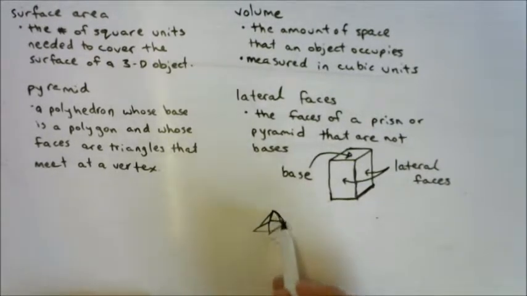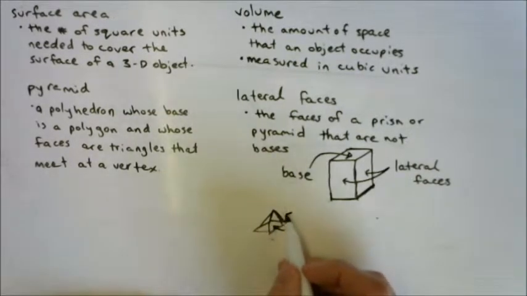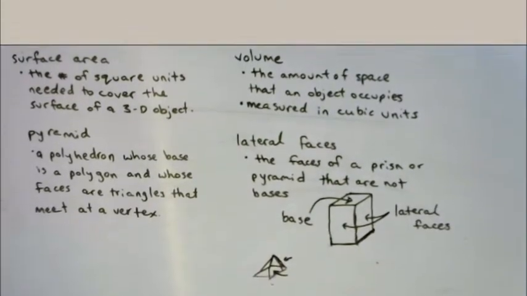Okay, this pyramid, because it has a square base, has 1 base right there, and it has 4 lateral faces that are triangles. Okay? With that, let's head into our investigation.